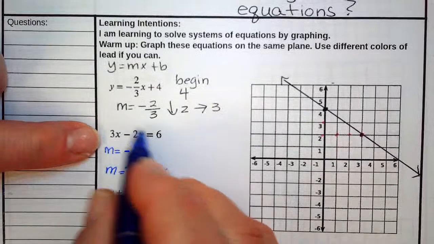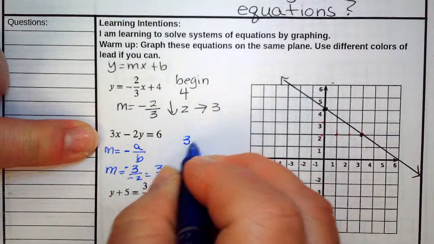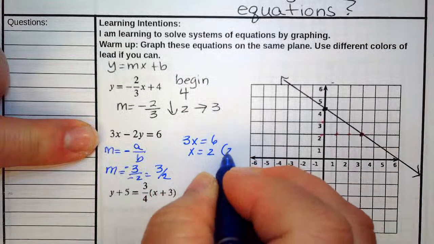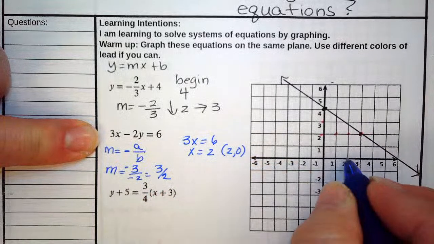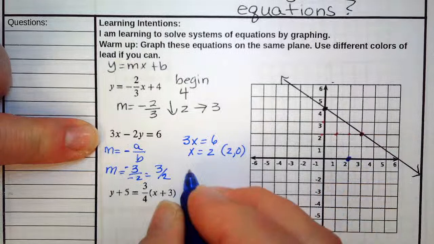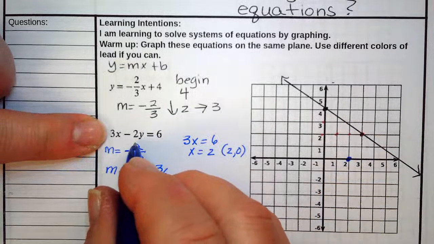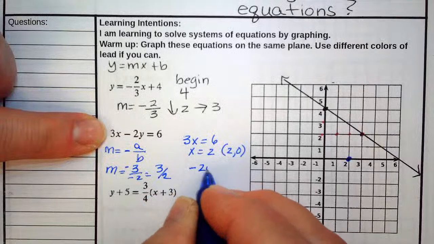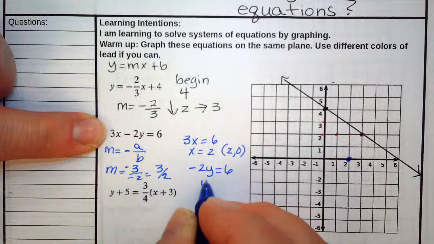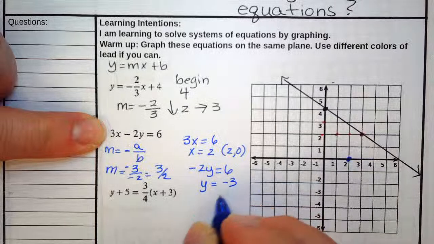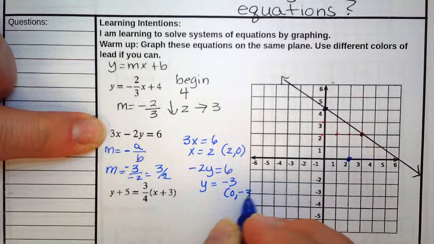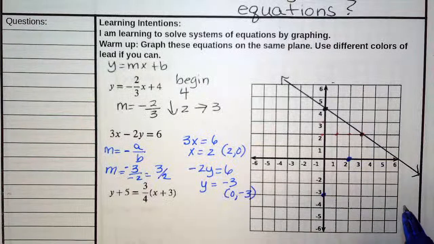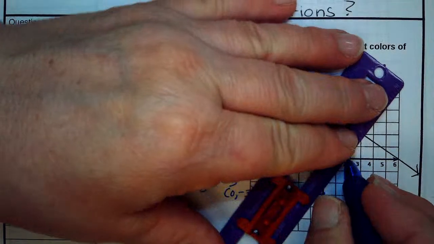So if I have y as 0, then I've got 3x equals 6, x equals 2, and this point is 2, 0. If I use the y-intercept, then x is equal to 0. Negative 2y is equal to 6. Y is equal to negative 3. So this point is 0, negative 3. Once again, I've got 2 points, and I can graph.